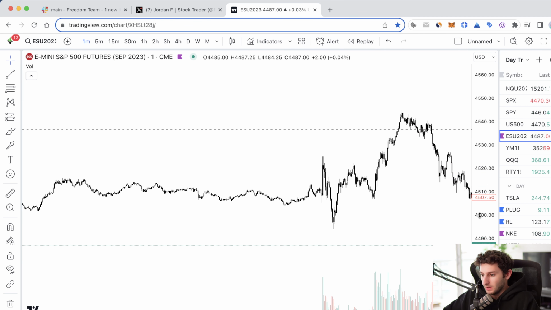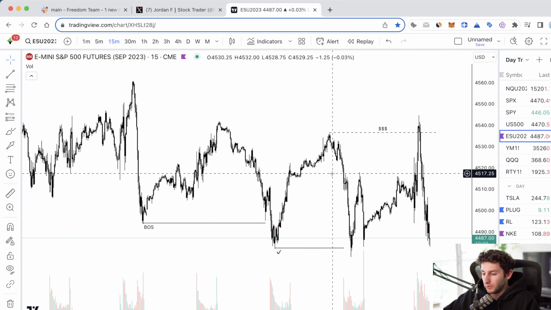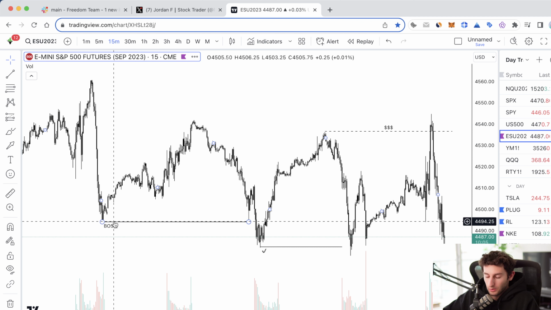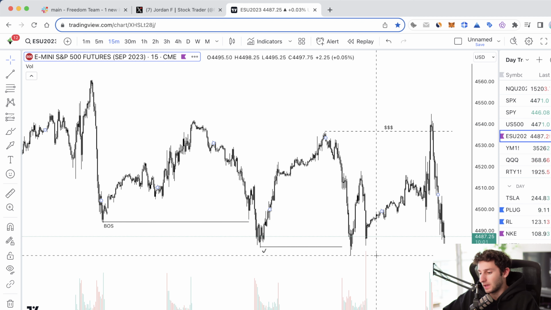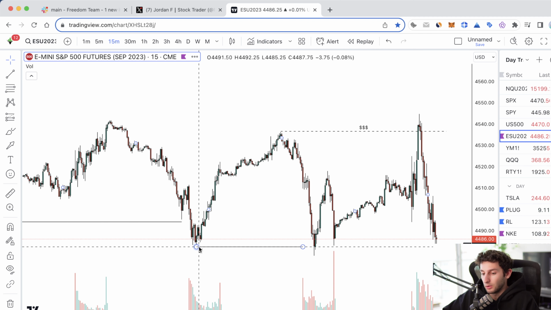Now, ES, let's take a look at the higher time frame first, okay? So a few different things happened. What we first see is that this high was able to break this low, okay? It broke that structure. We made another high, we came back, and we made another low. And this low actually stop punted this low here, okay?